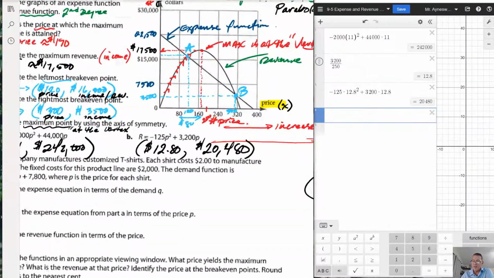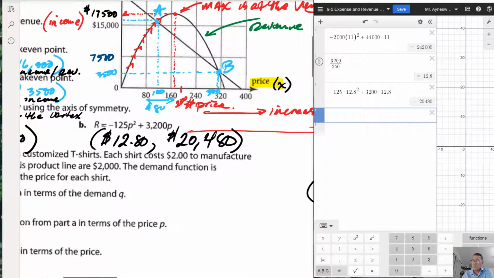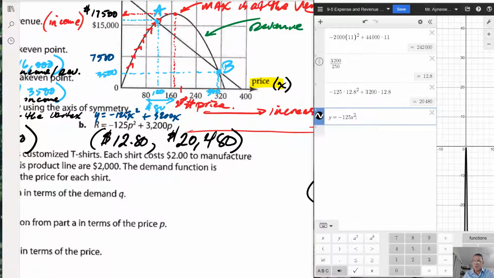So what we're going to do is we're going to type this in. And instead of R and P, I'm going to type in Y and X just as a regular, normal looking function. Okay, so I'm going to type in Y is equal to negative 125 X squared plus 3200X, which represents our function. And watch what happens. So Y equals, all right, negative 125 X squared. Just type in exactly what you see, plus 3200X. Okay, there's your revenue function using the variables Y and X. So Y represents your revenue, X represents your price.